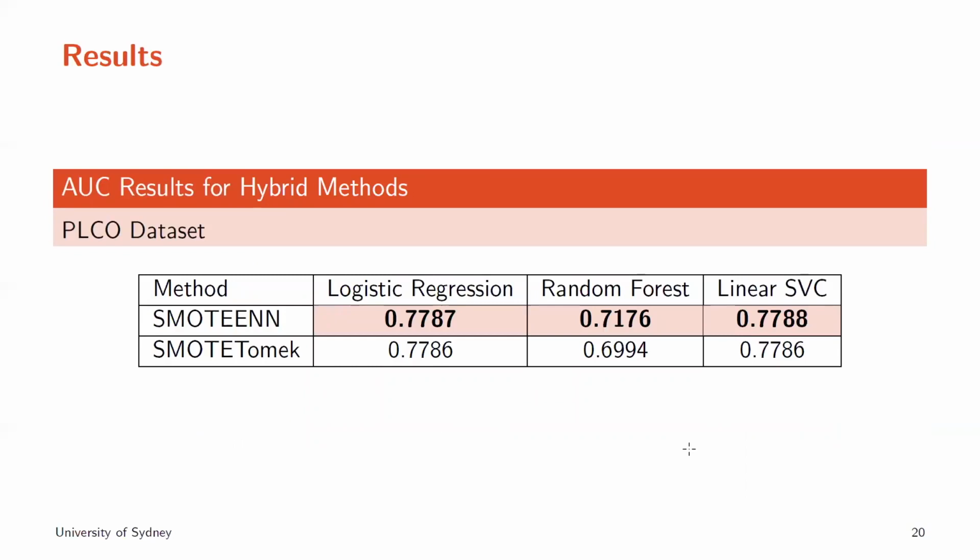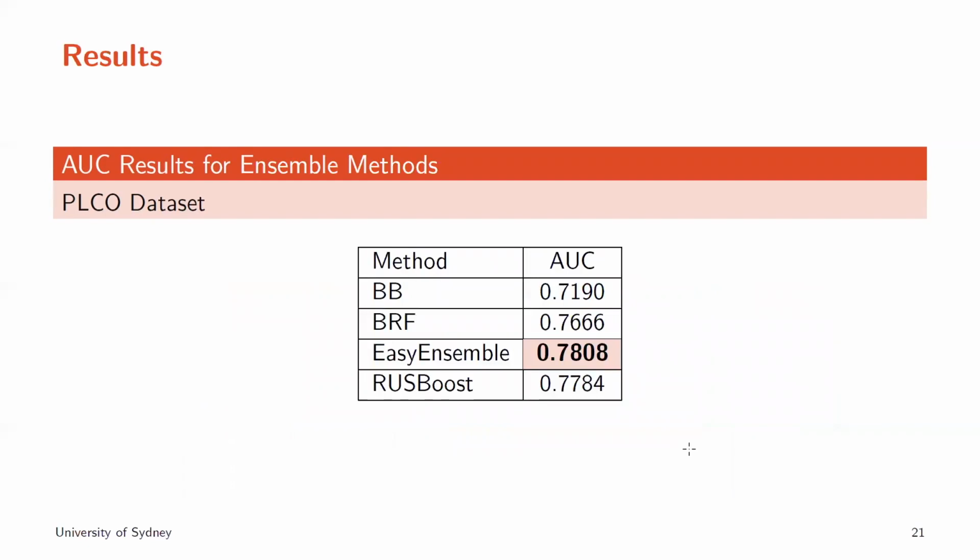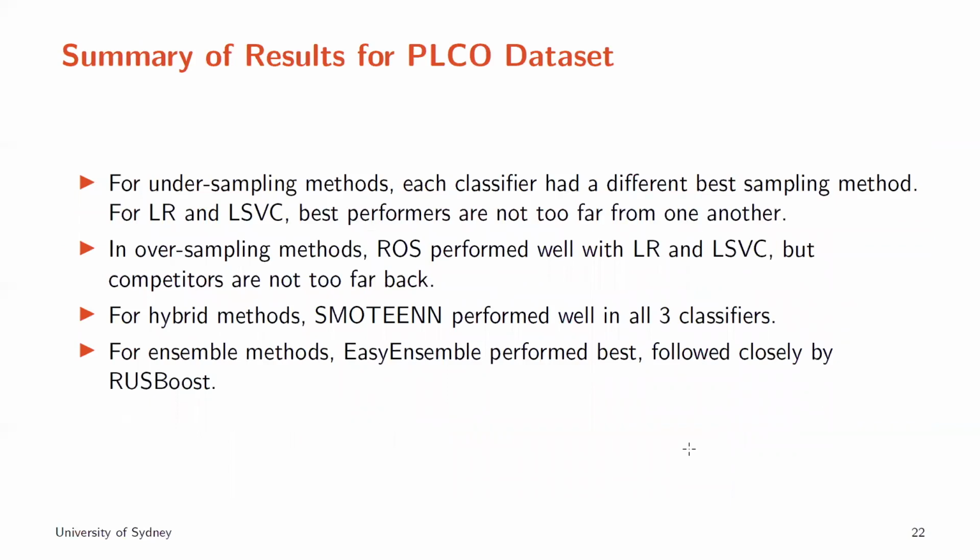methods, SMOTE-ENN obtained higher AUCs in all three classifiers than SMOTE-TOMEK, but it is not too far behind. For ensemble methods, Easy Ensemble got the highest AUC among the four methods. In summary, these are our findings for the PLCO dataset.